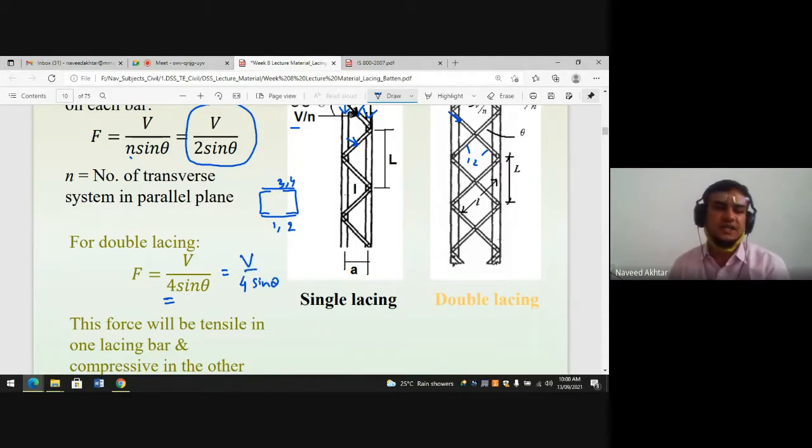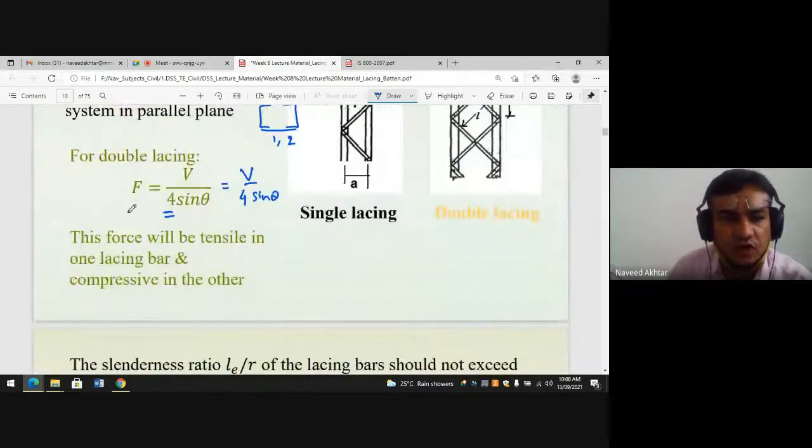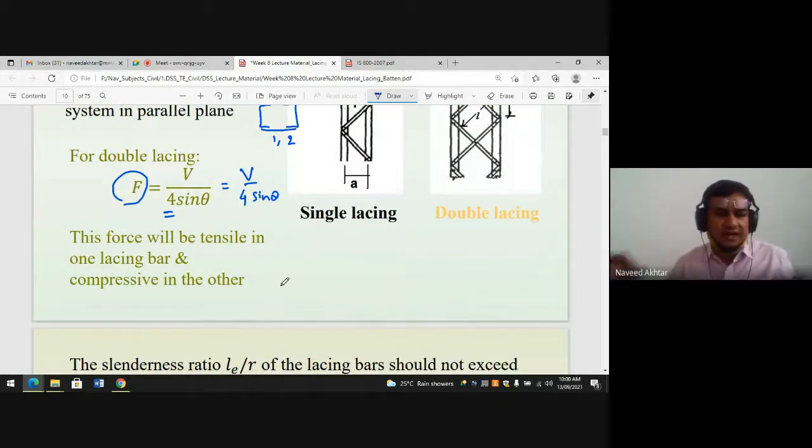Okay, so that is how you have to find out the force in the lashing system. Force in the lashing system is nothing but F. Our assumption is that in a single lashing system there is one on one face and one on the other face, so 2. In a double lashing system there are 2 on one face and 2 on the other face, so 4. So the value of N here in the single lashing system is 2, and in the double lashing system it is 4. So what will F be?